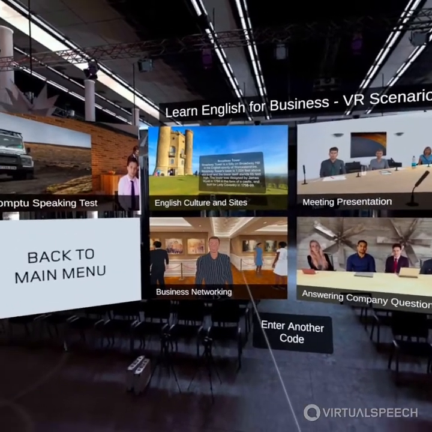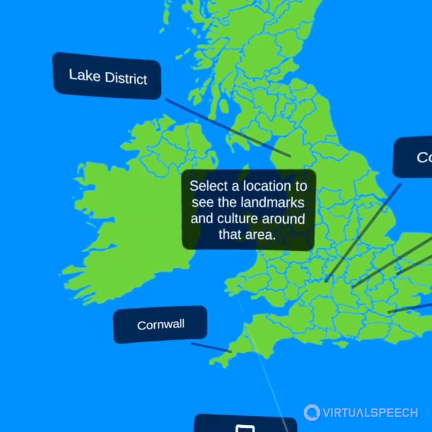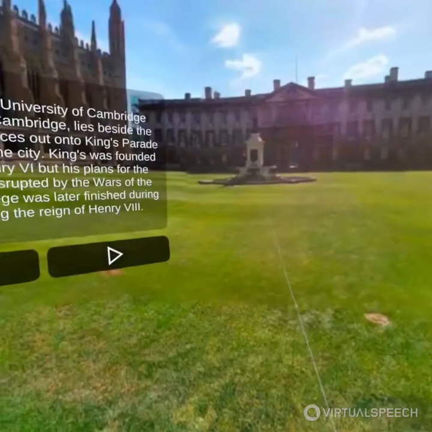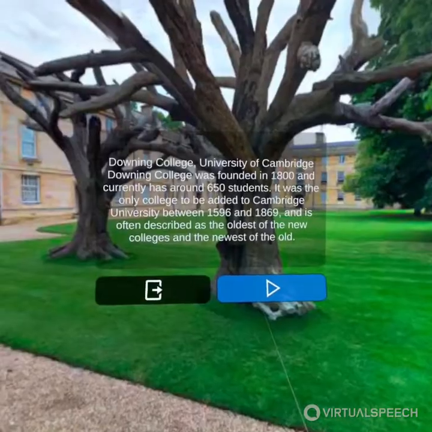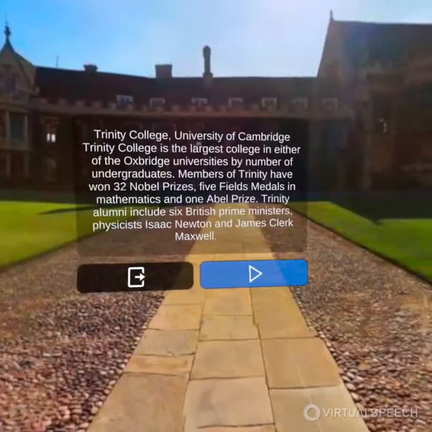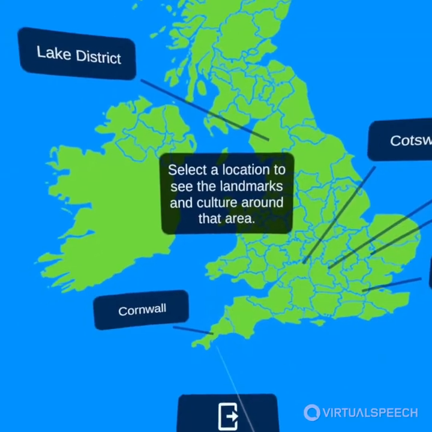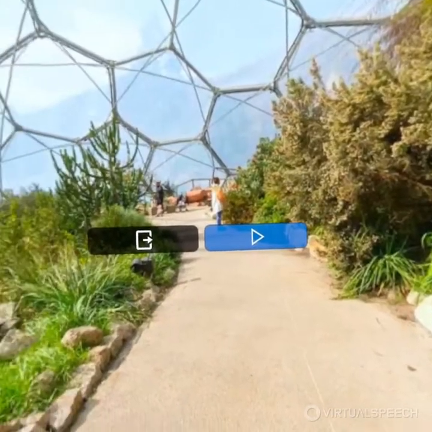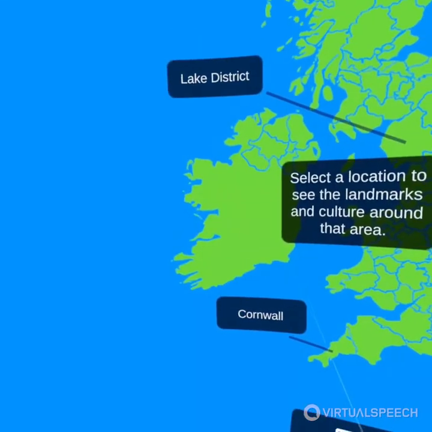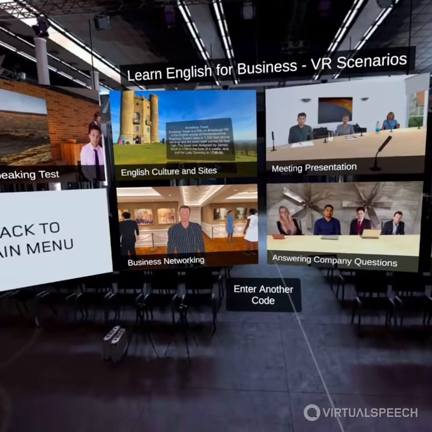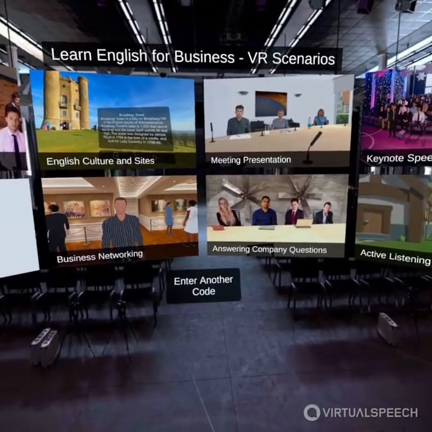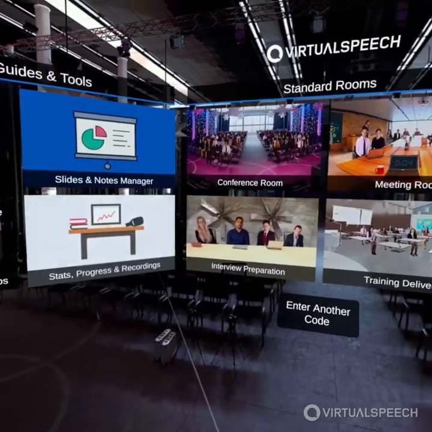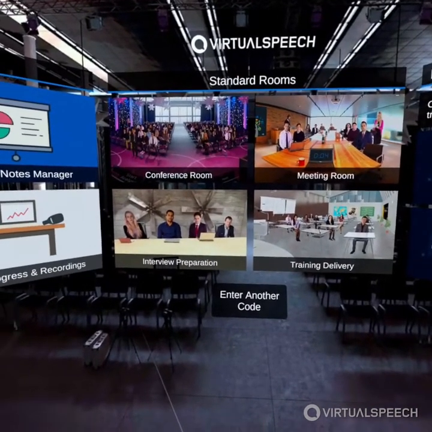The final scenario is the culture scenario, and this essentially allows you to travel around different parts of the United Kingdom and see different parts of what's made up in the UK. That was just a very quick overview of the English for Business content to help improve your workplace English abilities.